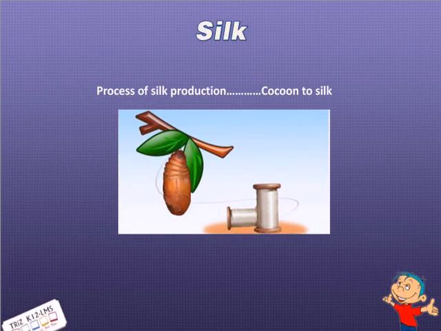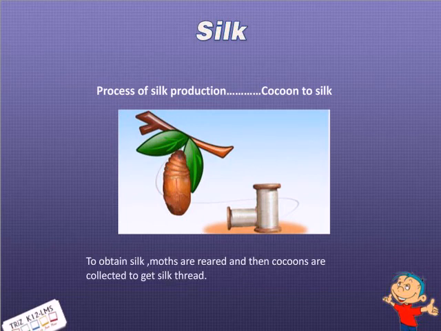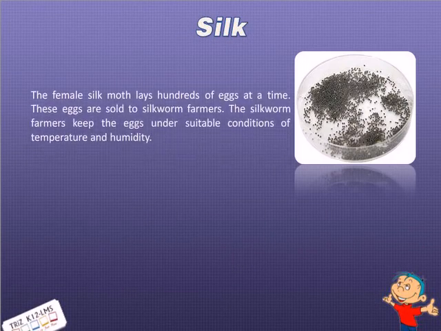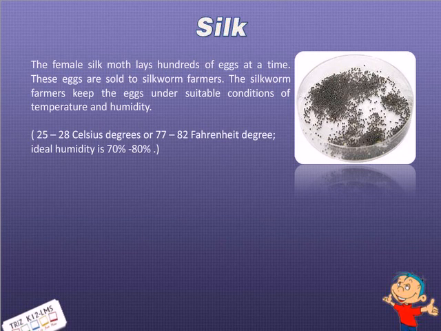Process of silk production. Cocoon to silk. To obtain silk, moths are reared and then cocoons are collected to get silk thread. The female silk moth lays hundreds of eggs at a time. These eggs are sold to silkworm farmers.